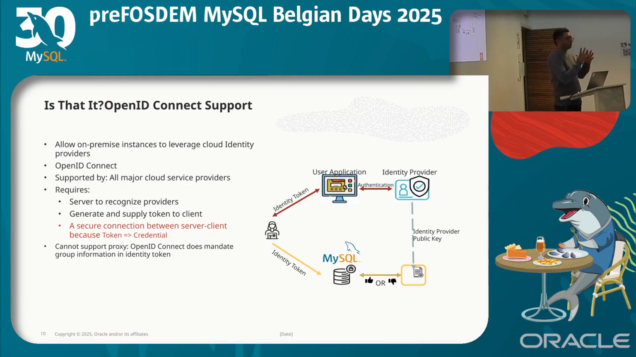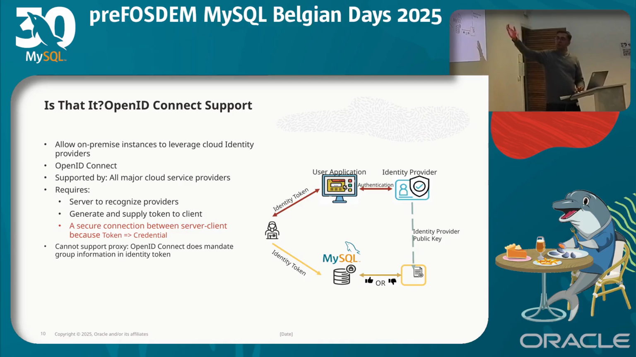We could do even more by supporting OpenID Connect on-premise. This is again an enterprise feature, but it allows all the on-premise enterprise servers to use the OpenID Connect functionality, which by the way is supported by almost all major cloud providers. We use a similar concept with one exception: you cannot support the proxy, because the OpenID Connect token format does not mandate that group information is part of the token. That's optional information, so unless the standard mandates it, you can't really use it.